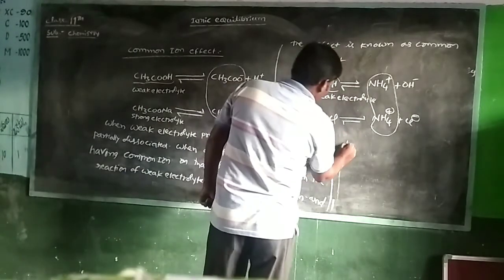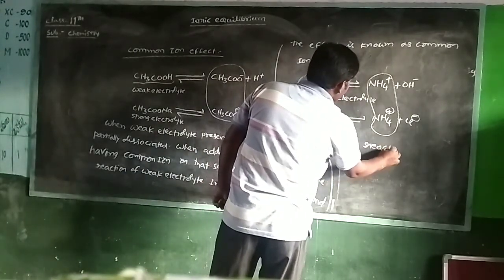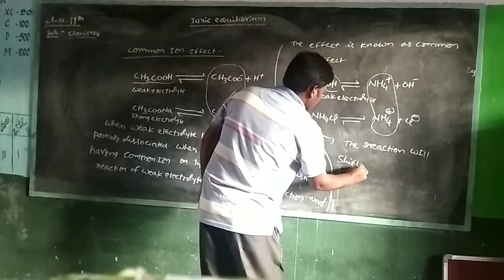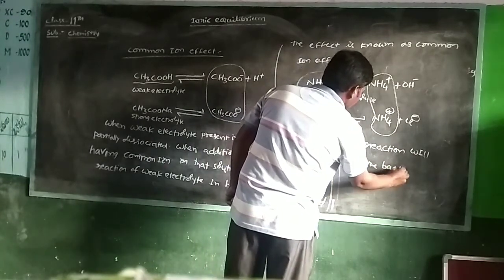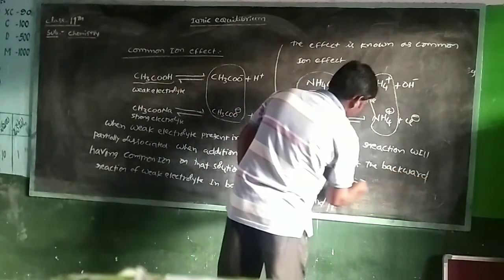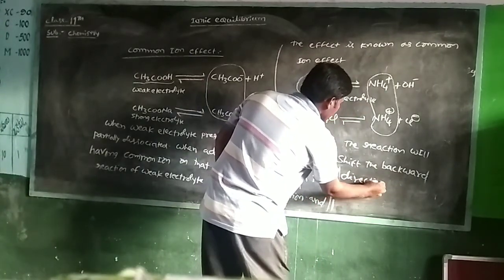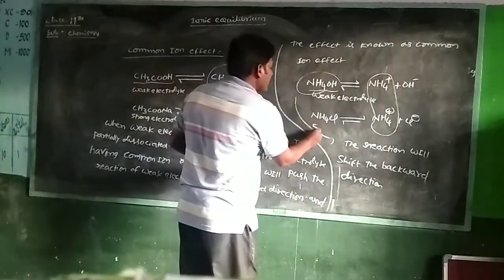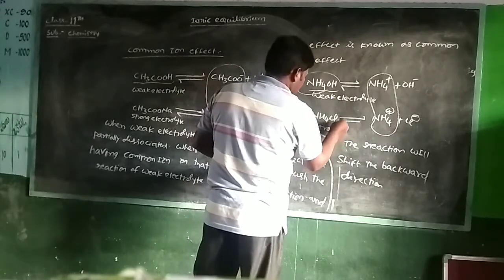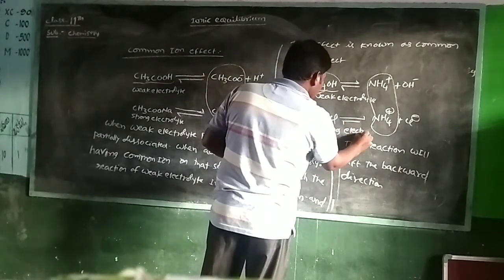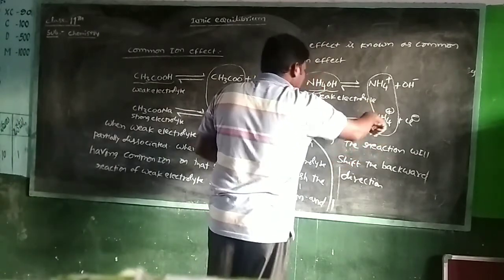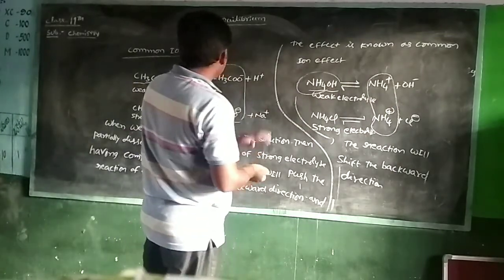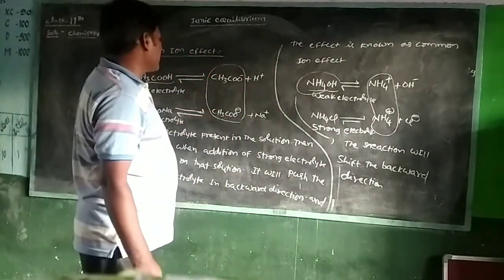The common ion is NH4 plus. NH4OH is a weak base and NH4Cl is a strong electrolyte. Having the common ion NH4 plus, the reaction will shift in the backward direction. This effect is known as the common ion effect.